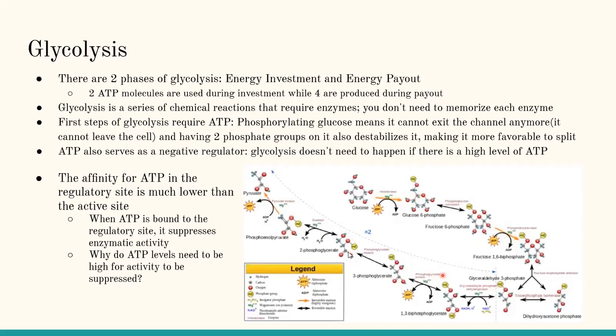So my question is, why do you think you need high levels of ATP to suppress its activity? If there was a low amount of ATP, this would happen as is. But if there was a high level of ATP, then this won't happen, because ATP can also serve as a negative regulator. I'll give you a few moments to think about that. But if not, I'll just explain.